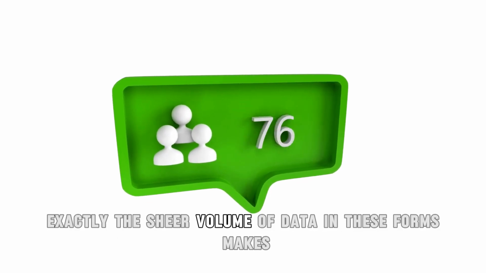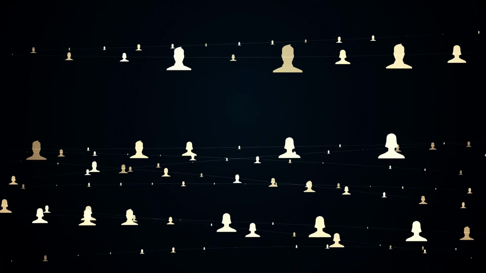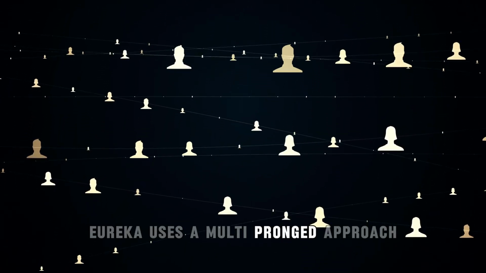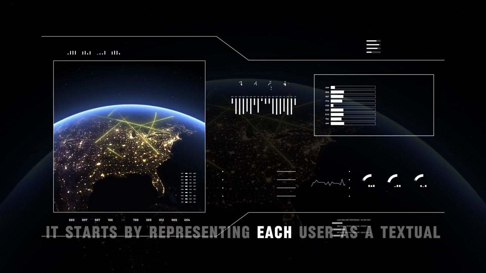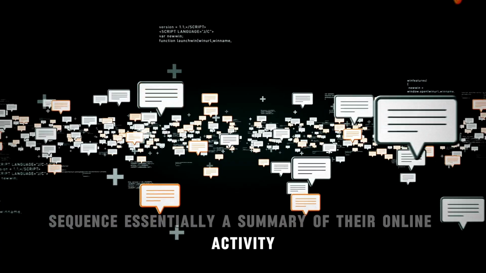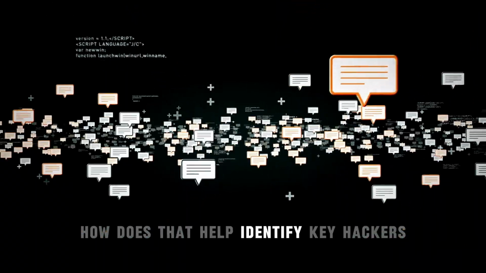Exactly. The sheer volume of data in these forums makes manual analysis nearly impossible. So, how does EUREKHA address this? EUREKHA uses a multi-pronged approach. It starts by representing each user as a textual sequence, essentially a summary of their online activity. A textual sequence? That sounds interesting. How does that help identify key hackers?